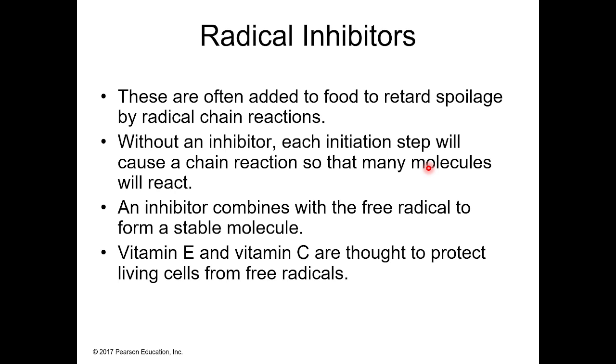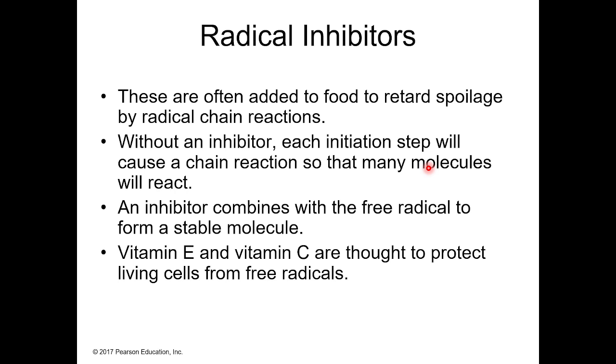Okay, so let's talk about radical inhibitors. These are often added to food to retard spoilage by radical chain reactions. Without an inhibitor, each initiation step will cause chain reactions so that many molecules would react. So let's say one of these initiation steps happens for a free radical chain reaction, similar to what we've been looking at, but probably not with chlorine. If that happened in a food, what would happen to the food? Basically, it would rapidly spoil until there's nothing left, right? Okay.